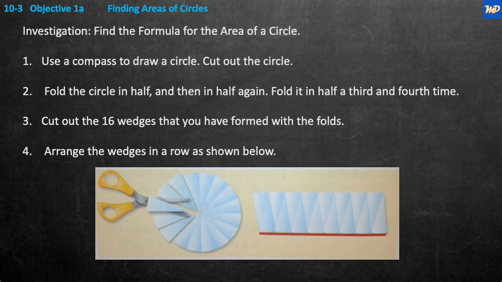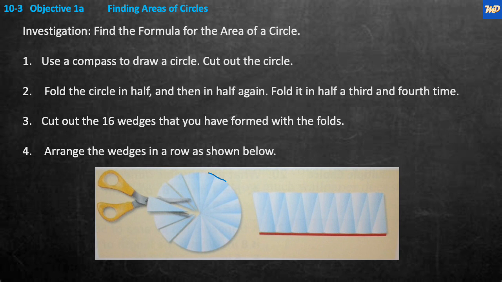Objective 1A. Finding areas of circles. The investigation. Find the formula for the area of a circle. This will be interesting. So step one here, use a compass and draw a circle and cut out the circle. So here they want you to make a circle like this circle down here, and cut it out of the paper.